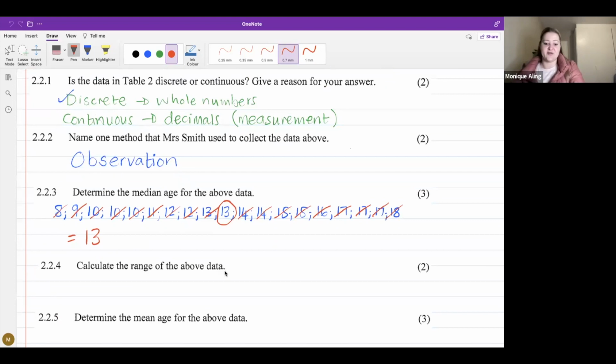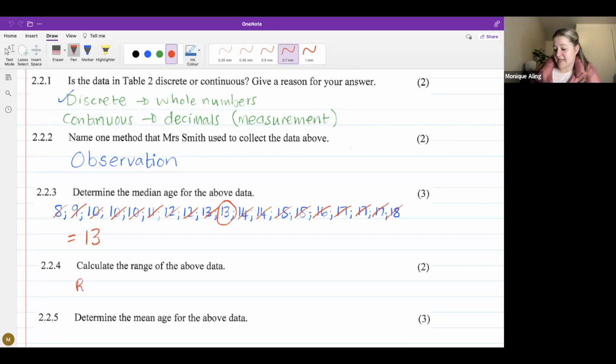Okay, anyone else got the range? Got 3 correct answers so far. Okay, good. So the question is for 2 marks, so we need to show some calculations first.